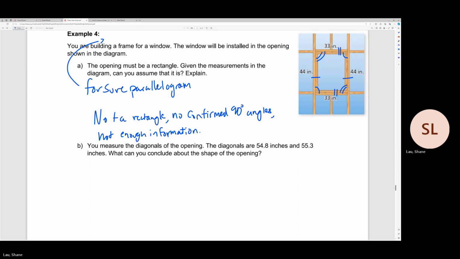Well, the problem here is that we're looking at our diagonals. If we look at theorem 7.13, I believe, 7.13 said that if we have congruent diagonals, then we do have a rectangle. But of course, we don't have congruent diagonals because 54.8 is not equal to 55.3. And so what we conclude about this is that it's not a rectangle.